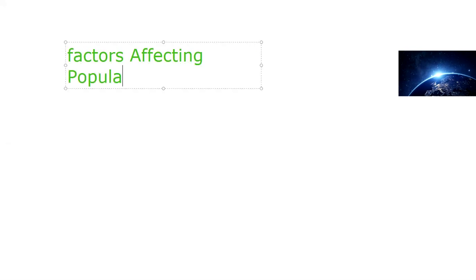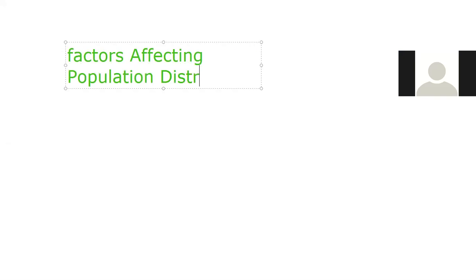In that previous class, we have discussed the factors which affect the population distribution. So there were geographical factors and non-geographical factors. The geographical factors included surface area, surface relief, factors affecting population distribution.